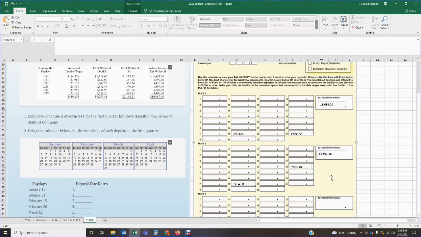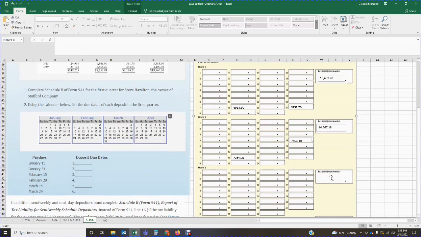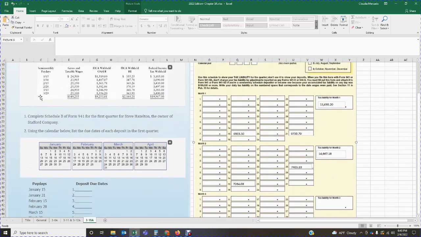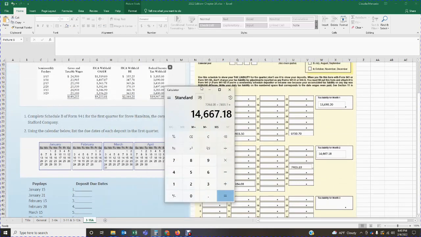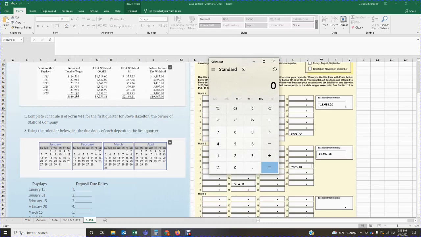Now, last but not least, we have March. So let's look at March. In March the 15th, let's get those calculators out. We're going to go ahead and calculate for March the 15th. We've got 1,546.90 for March the 15th. OASDI for the employee. We're going to add 1,546.90 for the employer.